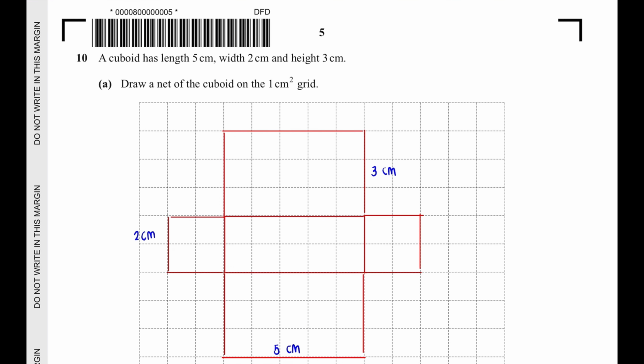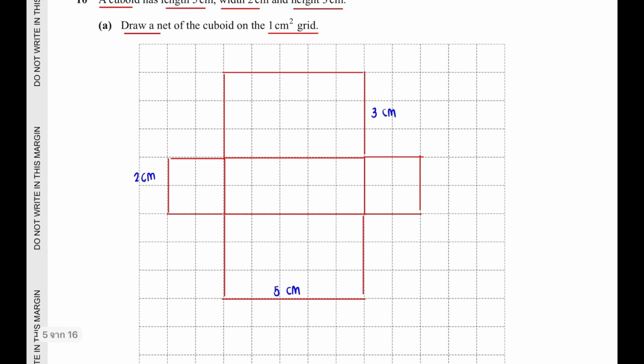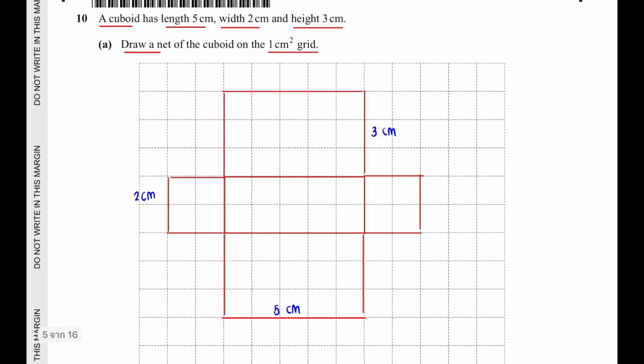Question 10. A cuboid has a length of 5 cm, width 2 cm, and height 3 cm. Question A. Draw a net of the cuboid on the 1 square centimeter grid. So this will be the net of this cuboid. Okay, so we have 5 cm of length, 3 cm of height, and 2 cm of width.